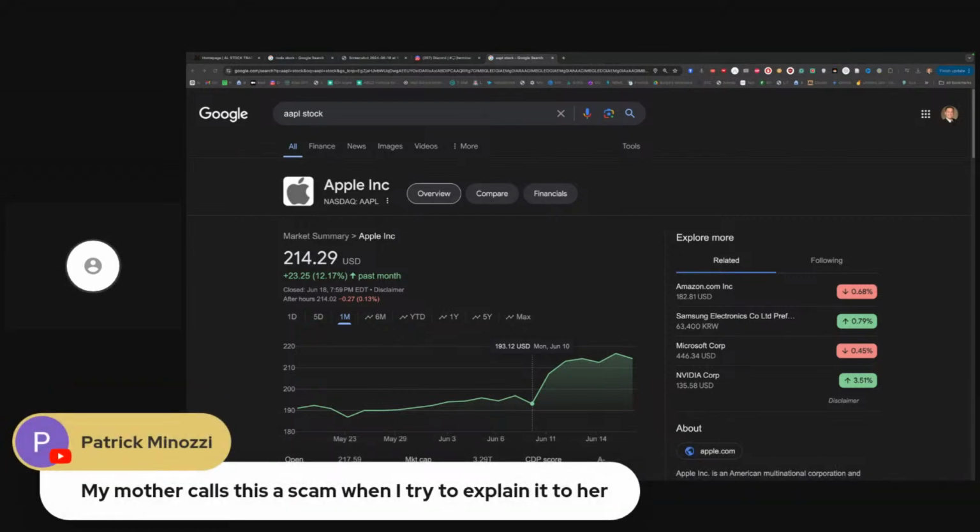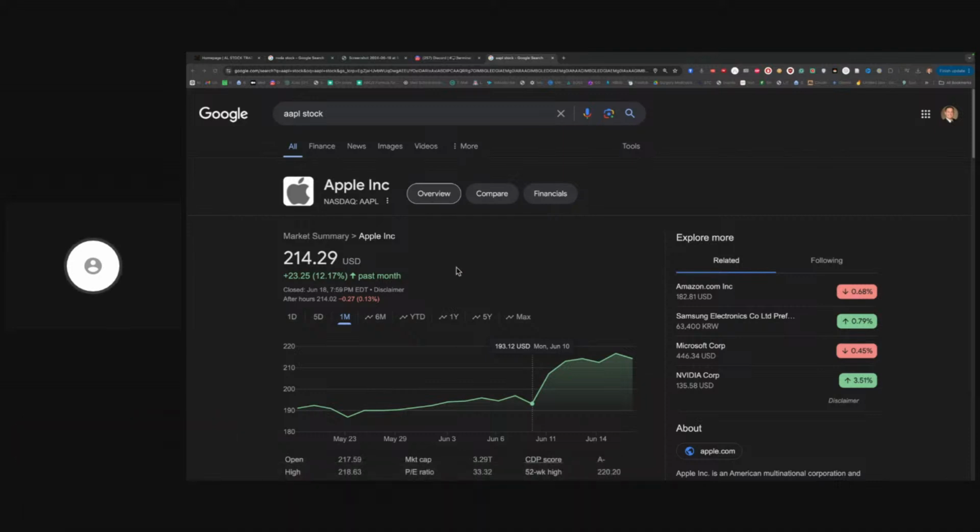My mother calls this a scam when I try to explain to her, and that's fine. For example, Warren Buffett might call NVIDIA a scam, right? Sometimes you have to be in your circle of competence. If some people don't understand this, which is fine, you can make money in real estate if you understand that, right? You know what I mean?